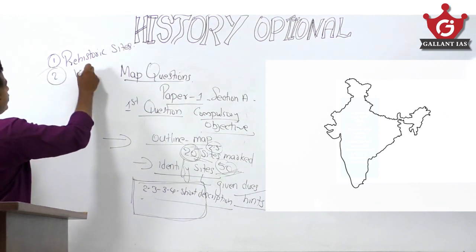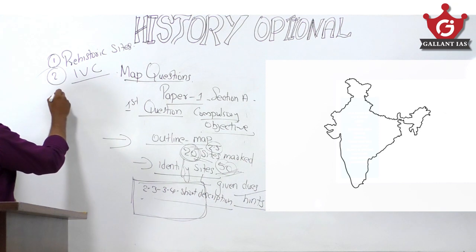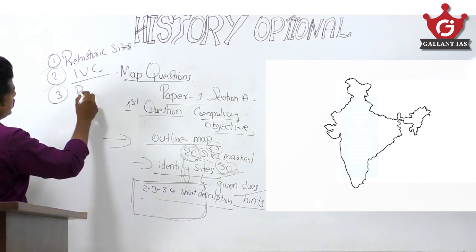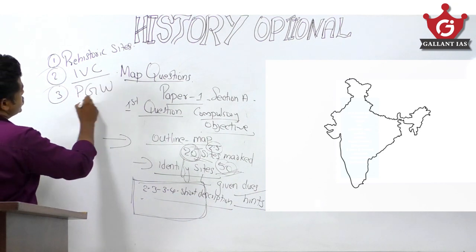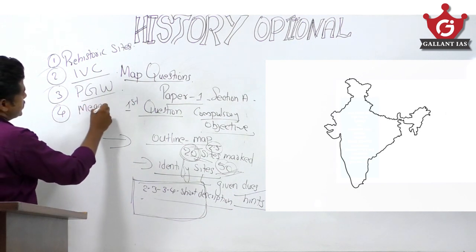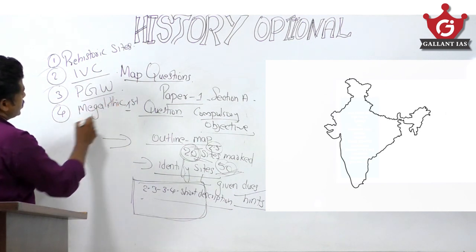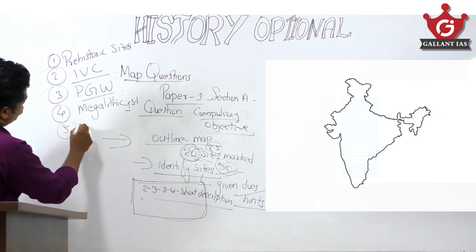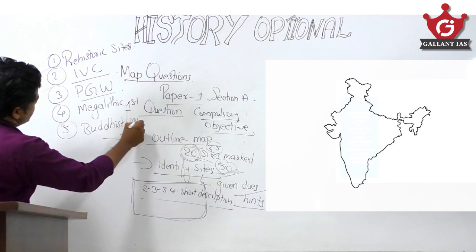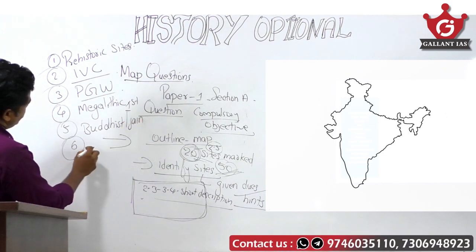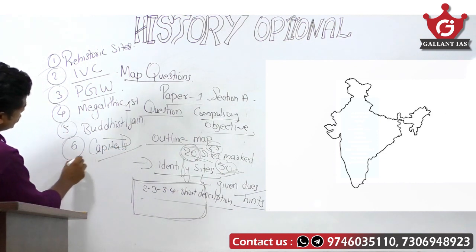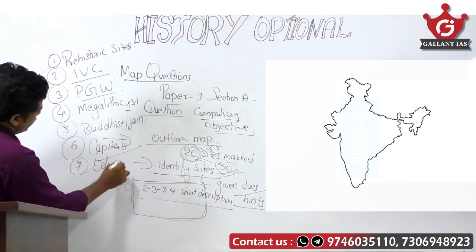They may ask you IVC, Indus Valley Civilization, Harappa sites. They may ask you, for example, Painted Grey Ware sites, PGW sites, or some megalithic sites, or Buddhist or Jain sites. They may ask you ancient capitals, Mahajanapadas and capitals. They may ask you ancient education or learning centers.